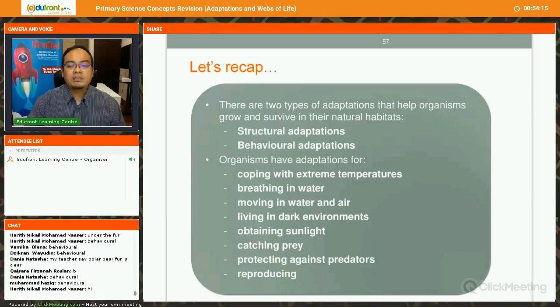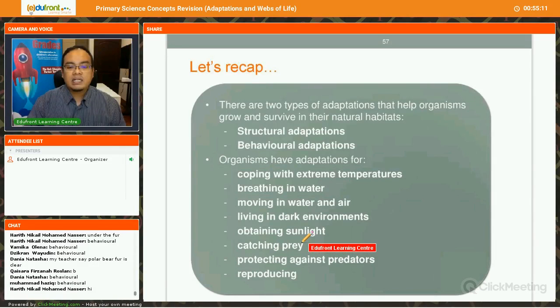And organisms have adaptations for coping with extreme temperatures, either very high temperature, hot conditions, or very, very cold conditions. Some animals like fishes have gills to enable them to breathe and move in water, and birds can move in the air. The streamlined body of fishes enables them to move quickly in water. For living in dark environments, animals like owls have very sensitive eyes, which enable them to see in the dark. To obtain sunlight, plants have certain ways to grow so that the leaves maximize their exposure to the sun.